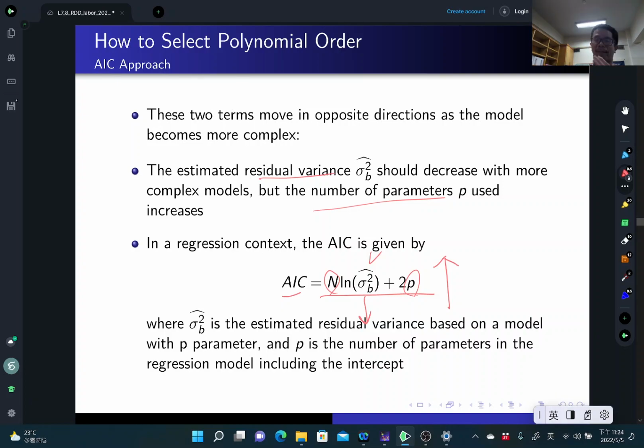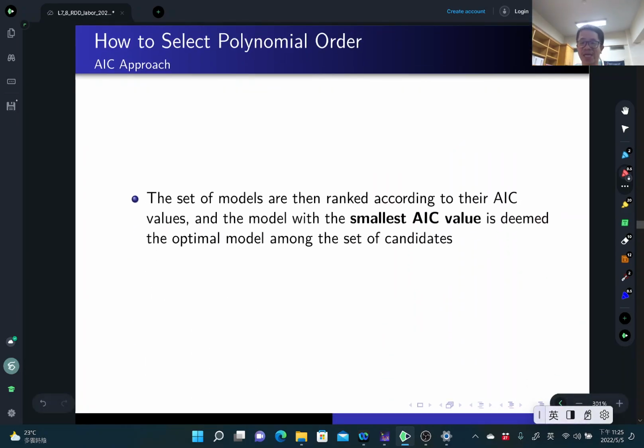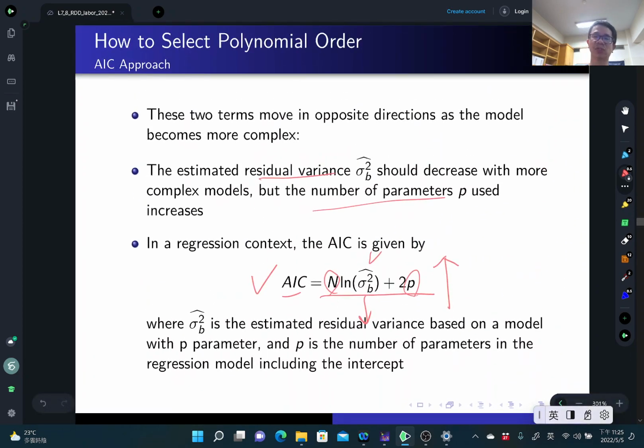So the best model is the one that gives you the smallest value of AIC. That's the best model. That means you can keep the residual variance very small, but you also don't have a very big model with a lot of regressors you need to choose.